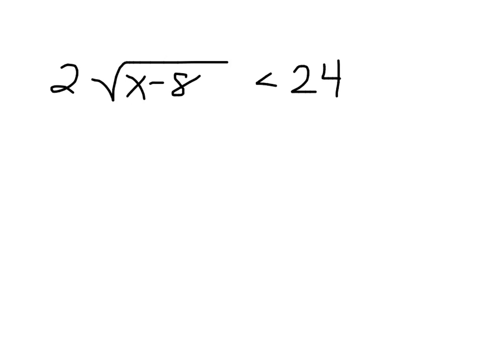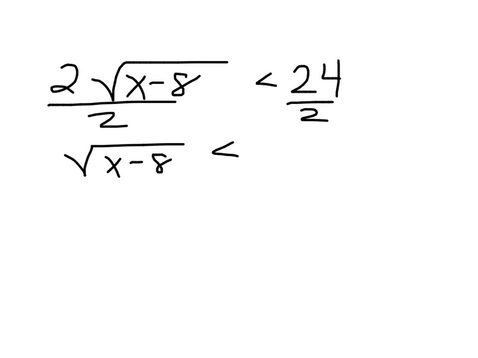What's the first step in solving for x? Divide everything by 2. What is 24 divided by 2? 12. Now what? Square both sides, because you're getting rid of the square root.